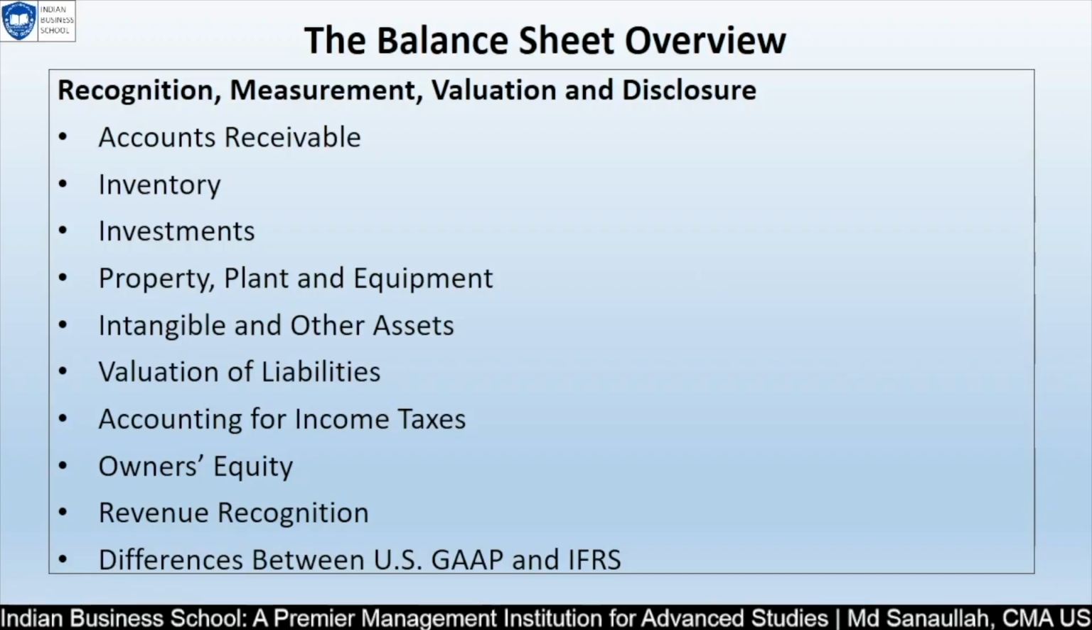So as you can see, whatever items are available in the balance sheet, we are trying to cover: accounts receivable, inventory, investment, PPE, intangible and other assets, valuation of liability, accounting for income taxes, owner's equity and revenue recognition. These are very important, and if you cover all of these, I think you are almost done with every single line item of the balance sheet.